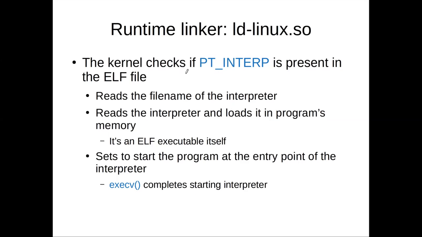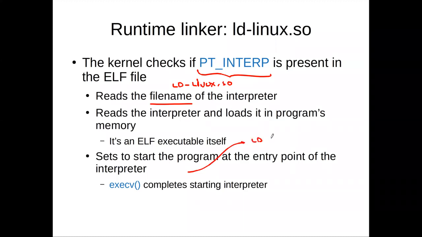The kernel itself checks for whether the interpreter section is present. It reads the file name of the interpreter. It can be different, right? In our example, it's like ld-linux. So it finds it, loads it in memory, right? It has to be an ELF executable, by the way. And it starts the entry point of the program to start running ld.linux.